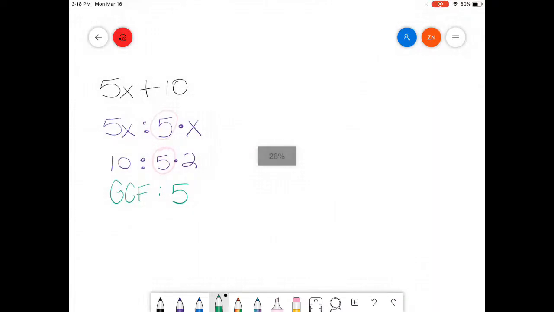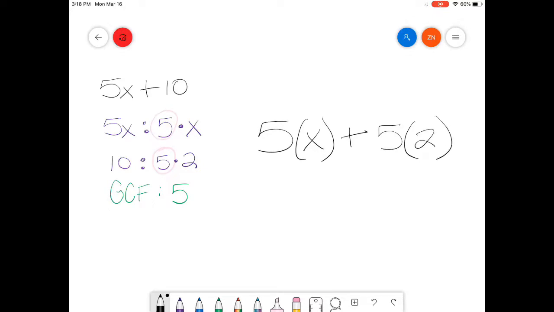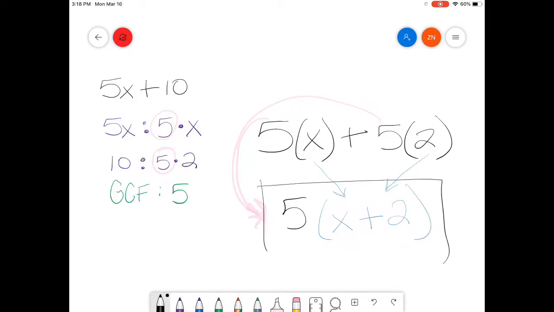If I write this, I have 5 times x plus 5 times 2. If I write this as a distribution problem, I'm going to take this 5 and write it in the front of my parentheses. On the inside of my parentheses, I'm going to take the two terms it was divisible by, x plus 2. This is my factorization of 5x plus 10.